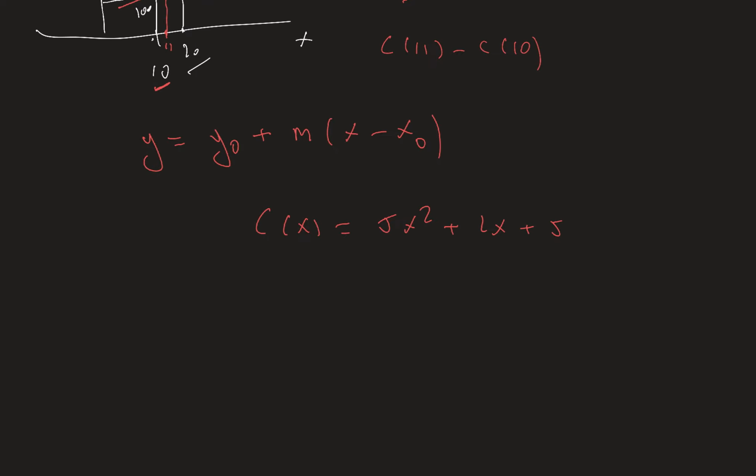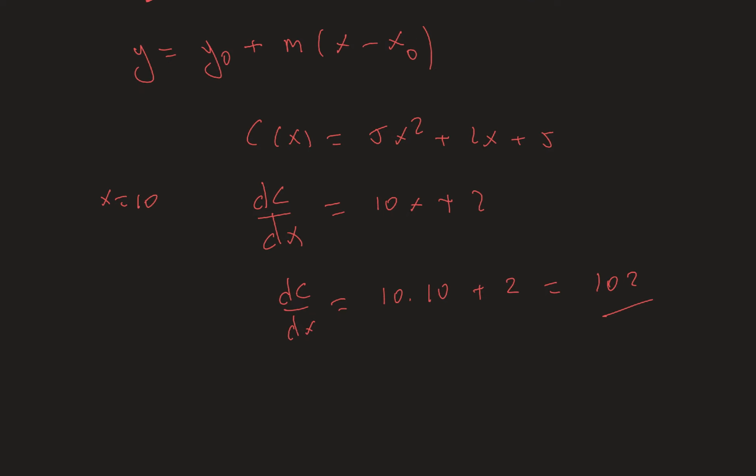So what is the slope at x equal 10? At x equal 10, the slope is found by the derivative of C with respect to x, which is 10x plus 2. And the slope at x equal 10, the derivative of C with respect to x or with respect to q, it is the same thing, is 10 multiplied by 10 plus 2. So the slope is 102. So this is the slope.